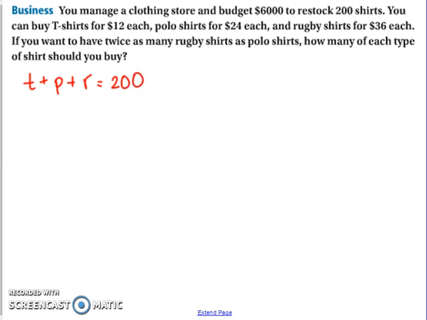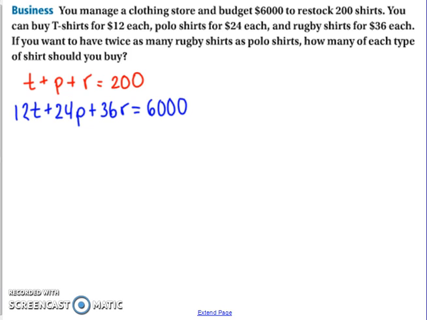Now we need a second equation that has to do with the money. So t-shirts are $12. So $12 times however many t-shirts there are, plus $24 times however many polo shirts there are, plus $36 times however many rugby shirts there are has to equal the $6,000. So that's our second equation.